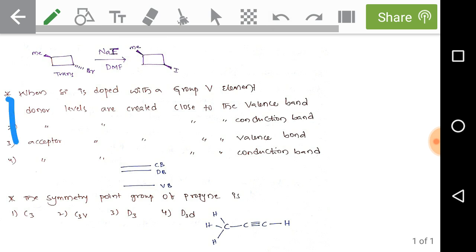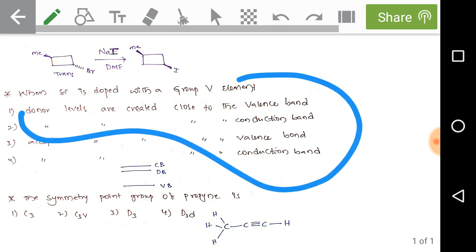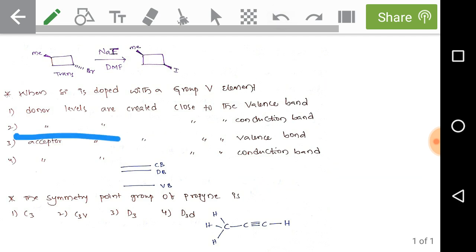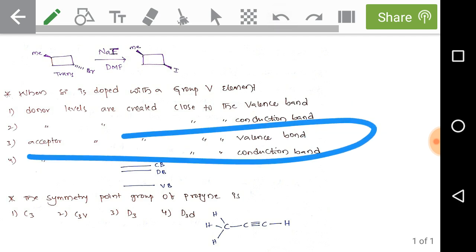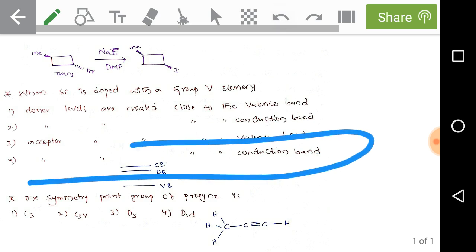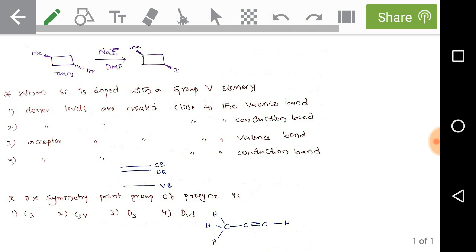Next one, when silicon is doped with a group 5 element: donor levels are created close to the valence band, donor levels are created close to the conduction band, acceptor levels are created close to the valence band, or acceptor levels are created close to the conduction band. We know that silicon has valency 4, and when it is doped with a group 5 element having valency 5, there is an extra electron. That's why it is called an n-type conductor.